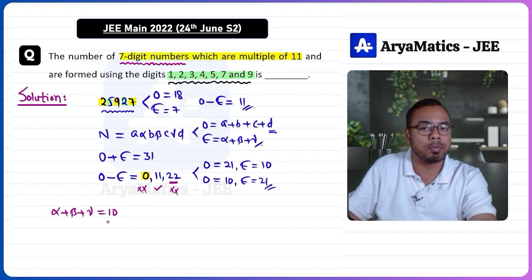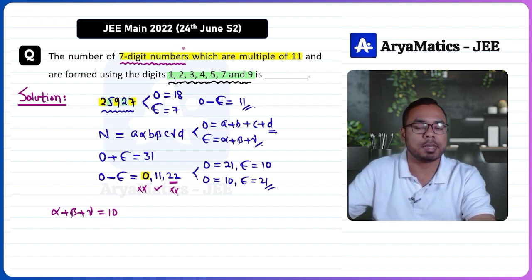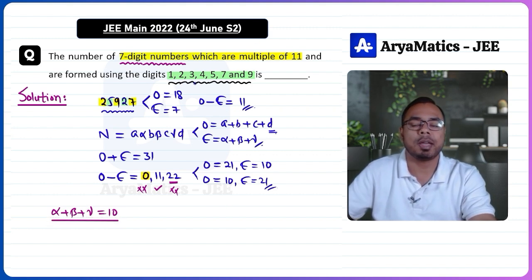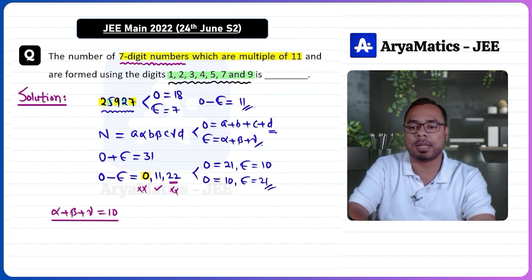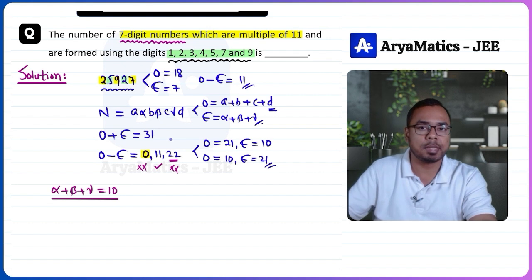This is 10, this will be one case. And another case will be where O is 10, that means the sum of digits at even places will be 10, right? So now we have to see in how many ways we can select three numbers from there so that the sum of those numbers is 10, right?